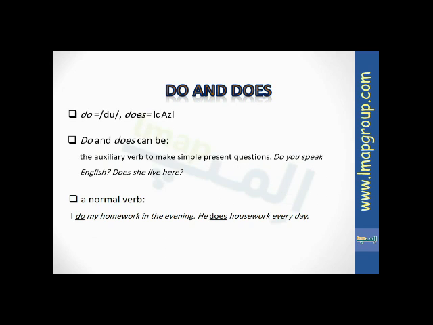چرا توی مثال اول از do استفاده کردیم؟ Because our pronoun is you. به خاطر اینکه ضمیر ما اینجا you هستش. For you we should always use do. برای you همیشه از do استفاده میکنیم. But in the second example, does she live here? She is third person and it is singular. Okay? She چیه؟ سوم شخص مفرده. پس auxiliary verb یا فعل کمکیش باید does باشه.